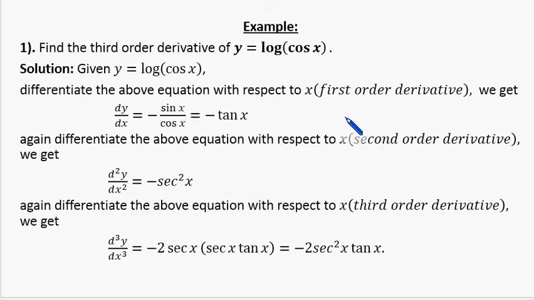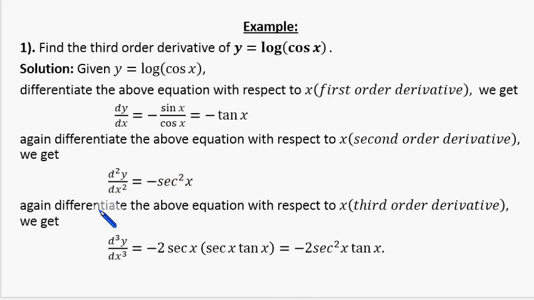We can call this the first order derivative. We get dy by dx is equal to the derivative of log of cos x, that is 1 by cos x. Again the derivative of cos x is minus sin x, so minus sin x by cos x is equal to minus tan x. Again differentiating this equation with respect to x, you can call this the second order derivative. It is d square y by dx square is equal to the derivative of minus tan x, which is minus secant square x.